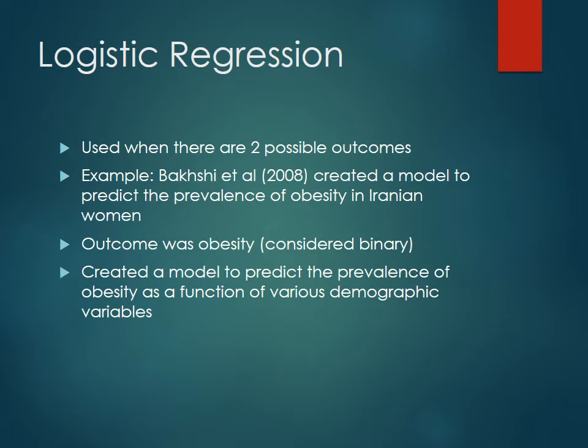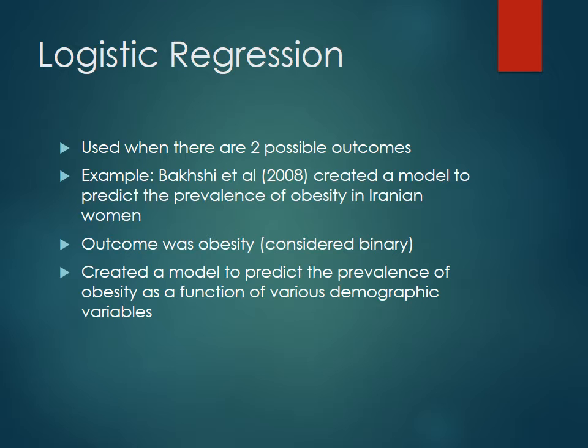The study they're using as an example here created a model that was predicting the prevalence of obesity in Iranian women. So the outcome, our Y variable in this case, would be obesity. That's either yes or no. So again, it's one of those nominal dichotomous variables.